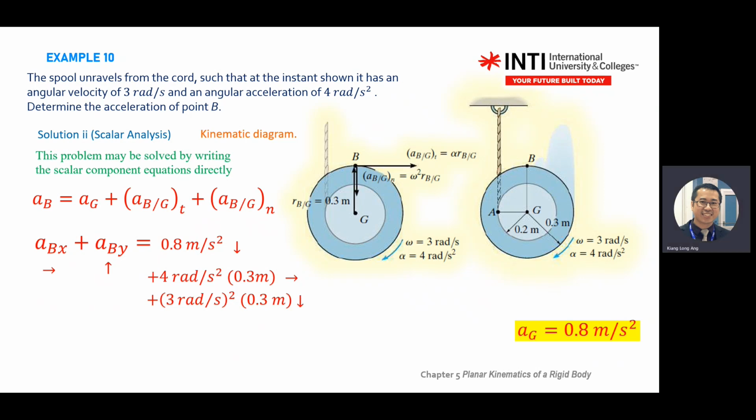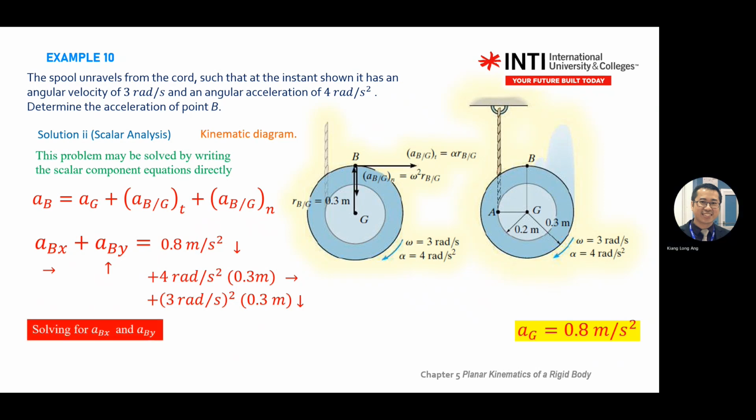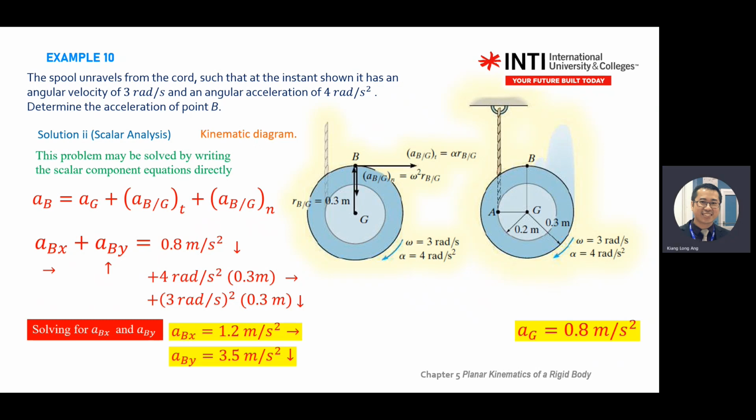Okay, I put positive because I mark going in positive. If I point up, this one becomes negative. If I flip and write negative, my arrow is pointing up. Okay, because I want my answer in positive, I draw my arrow according to the motion. Solving, you get the answer for scalar.